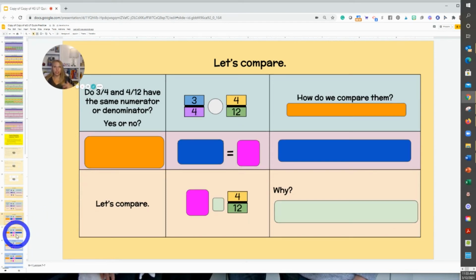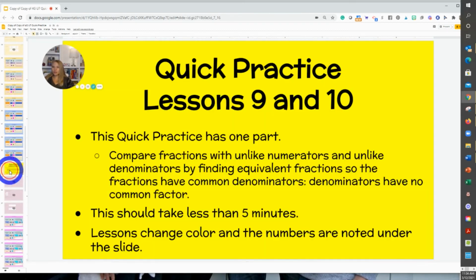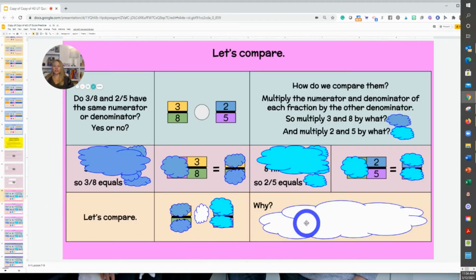It's really just continuing to come up with the idea of, let's notice they don't have a common denominator. Let's notice that one of the denominators is a factor of the other, or a multiple of the other. We could say it both ways, and then come up with that equivalent fraction. Okay, so you have lots of examples here. Then you get to lesson 9 and things change just a little bit. Do 3/8 and 2/5 have the same numerator or denominator? No.